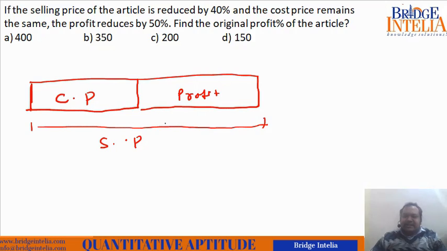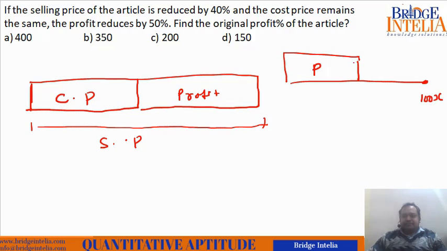Now what is being said? If the selling price is reduced by 40%, the profit reduces by 50%. So let's assume the selling price to be equal to 100x. So this 100x comprises cost price plus profit. I'm considering the selling price to be equal to 100x.